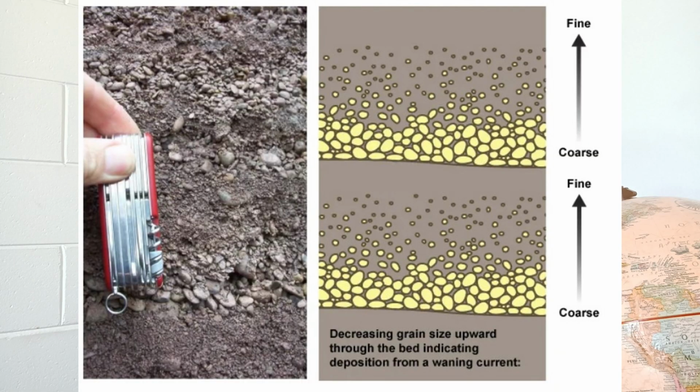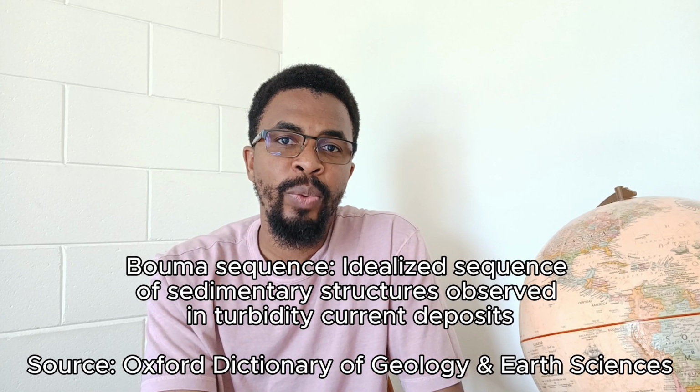Graded bedding is a sedimentary layer that shows a gradual change in grain size, with coarser material at the bottom, progressively grading upward into finer material, usually formed as energy decreases during deposition. It is the hallmark of what we call Bouma sequences in turbidites, where the coarsest grains settle first and finer particles settle progressively as the current loses energy. So basically, different grain sizes are deposited as the stream loses energy.